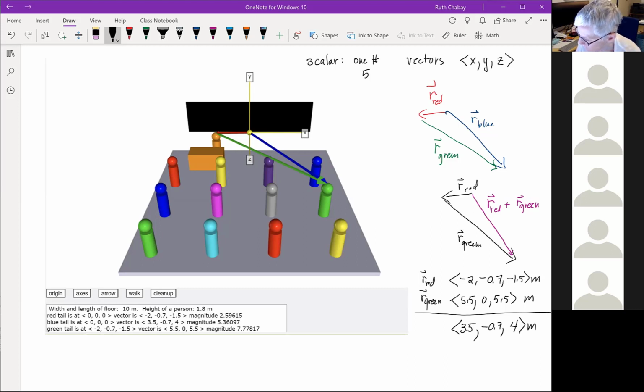So this is R red plus R green. And in fact, that does give us the coordinates of this blue vector, which we see here. R blue is 3.5, -7.4. Okay, Emily, that's a good guess. We'll see that it's not quite right.